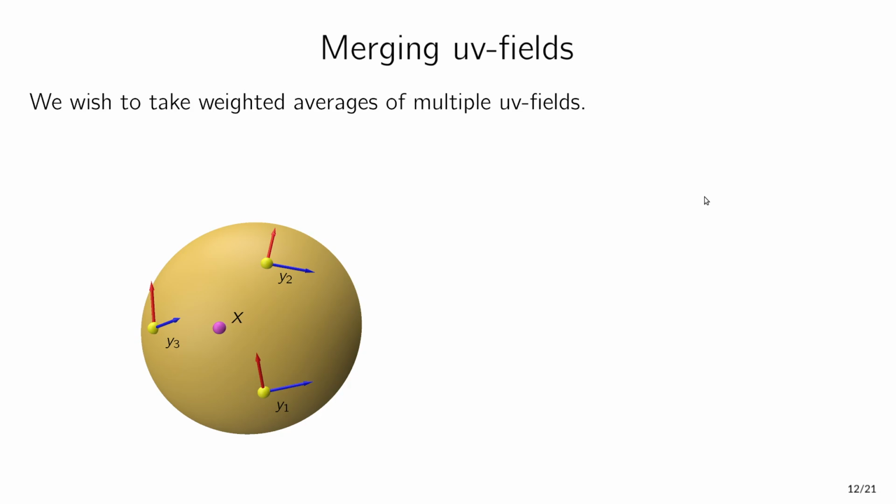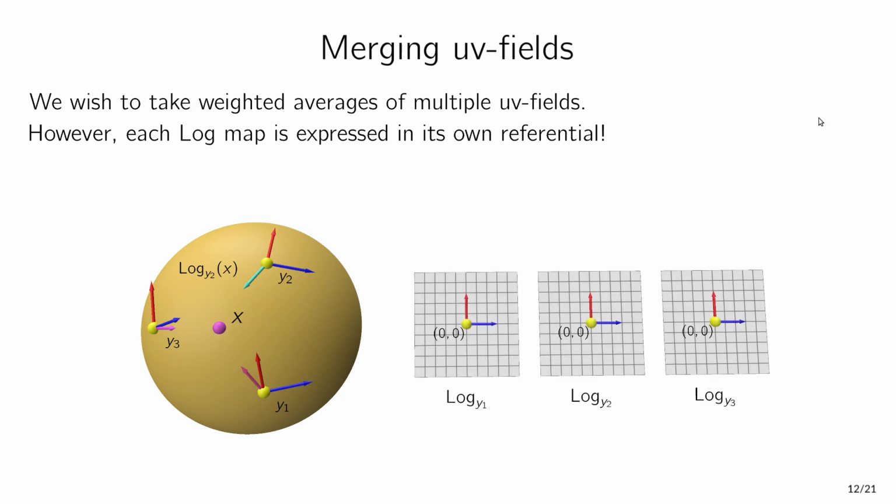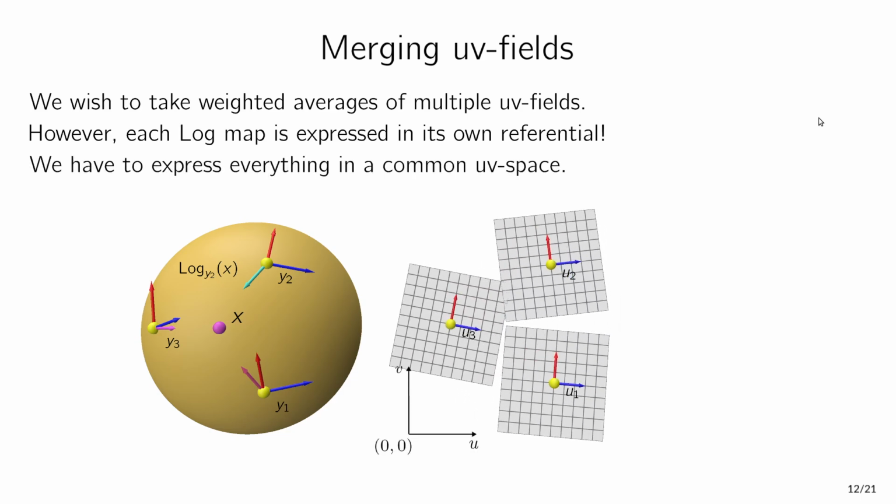But so how can we do that? Well, first, there is a problem, because we said that we are going to do that by weighted averages, but we cannot take weighted averages of log maps, because log maps, as we saw, are relative coordinates. Each point Y tells you what is its view of the point X in its own referential. And so each log map lives in its own referential. And so what we need to do first is to be able to express every log map in a common coordinate system, in a common UV space, right?